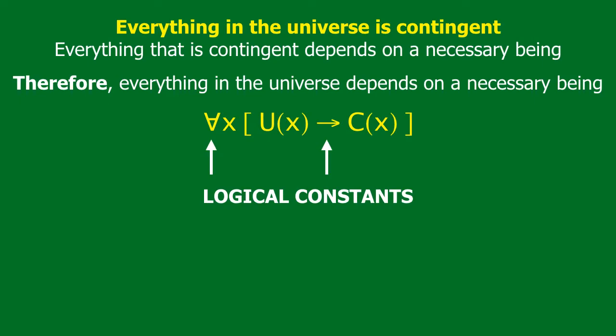The upside down A always means for all, and the arrow is an implication. So what this is saying is that for every x, if x is something in the universe, then x is contingent. This is how, using contemporary logic, one would express the statement that everything in the universe is contingent. One would say, for all x, U(x) implies C(x), where U(x) is a function defined as x is in the universe, and C(x) is a function defined as x is contingent. So if it's true that x is in the universe, then it's true that x is contingent.